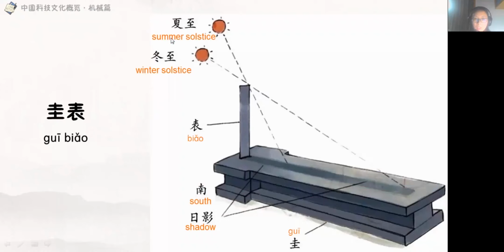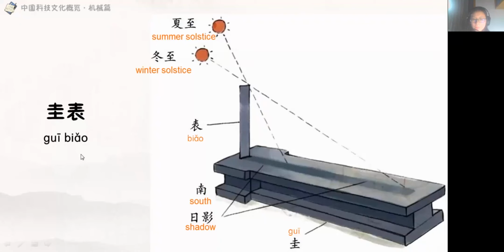Here, you can see it's summer solstice. The sun will go to the highest. And here is the winter solstice in the whole year. The sun will go in the lowest position. So according to the longest shadow here, and the shortest shadow here, the annual winter solstice and summer solstice can be determined, and then the length of a tropical year, the whole year, can be calculated.